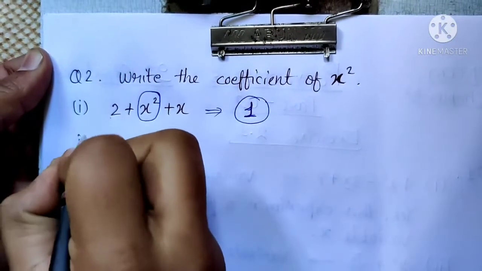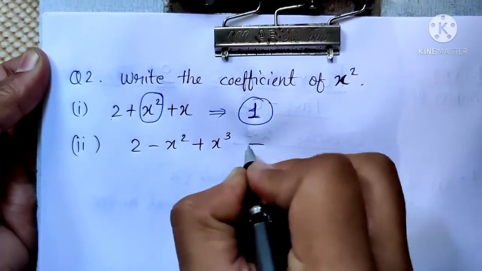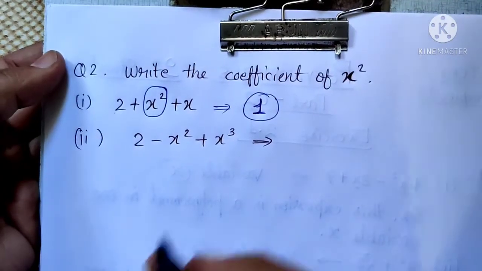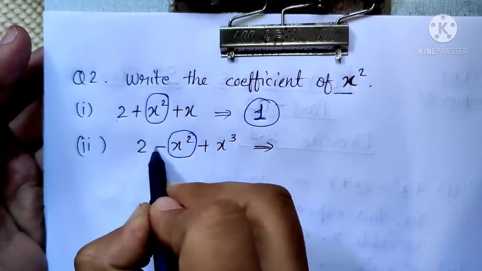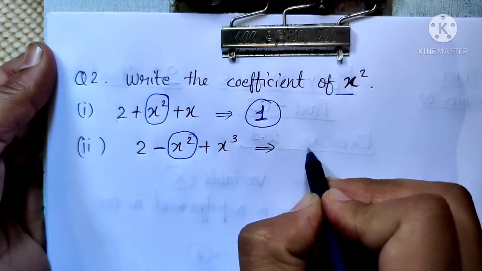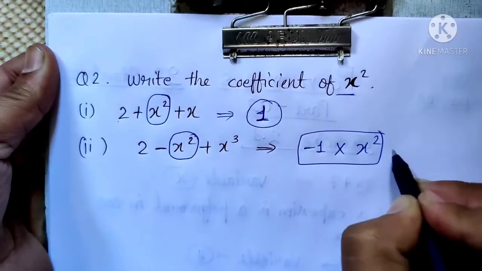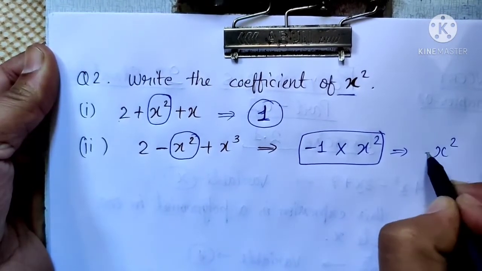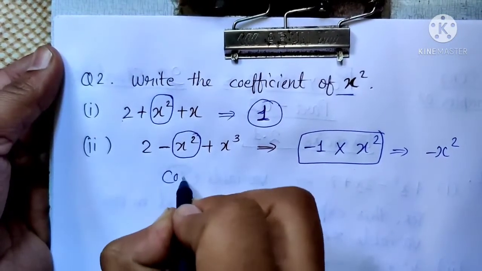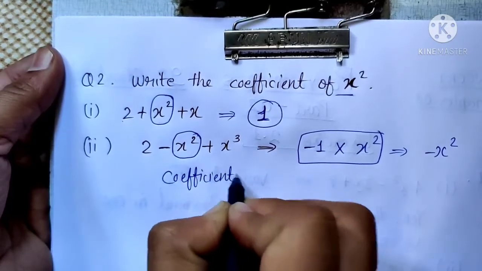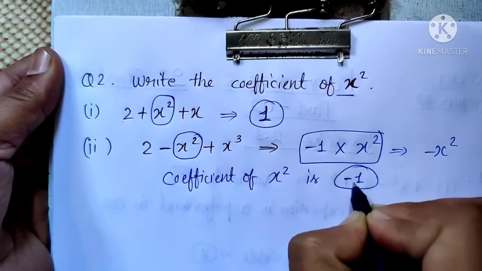Second part. In the second part they have written 2 minus x square plus x cube. Now just check here. In the question they are asking to find the coefficient of x square. So where is x square? This is our x square. What is the sign before x square? Minus. So we can write it as minus 1 multiplied by x square. So what will come? It will come minus x square, which is written here only. So what is the coefficient of x square here? Therefore the coefficient of x square is minus 1.